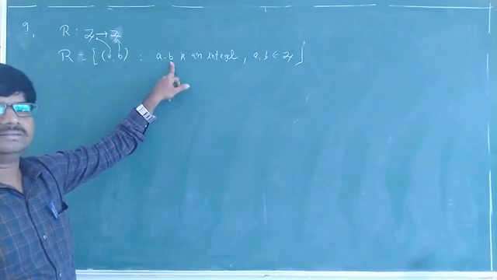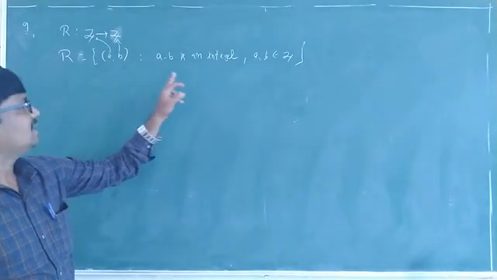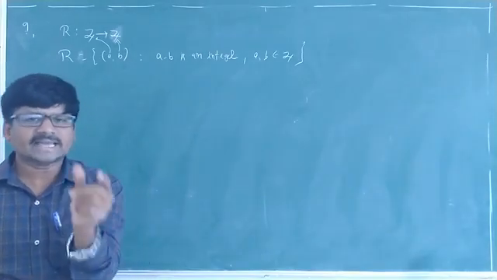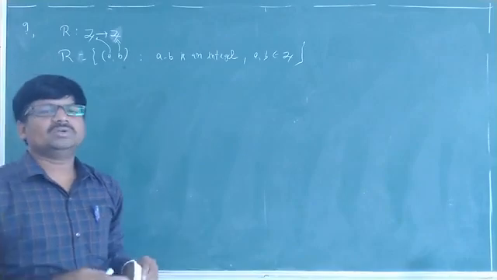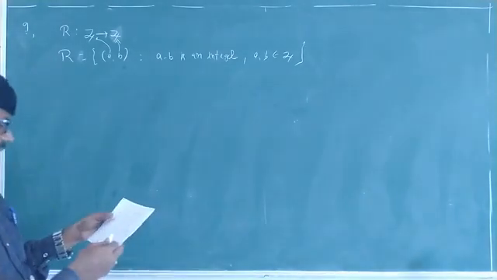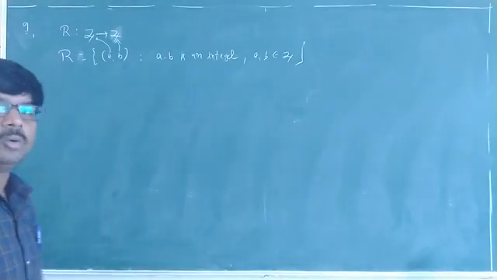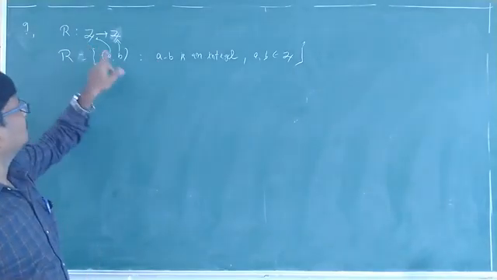So what is it saying here? Is A minus B an integer or not? Integer only. If you take the difference of two integers, you again get an integer. What is being asked here? Find the domain and range of R. Domain means what we take here: A from Z, B from Z.